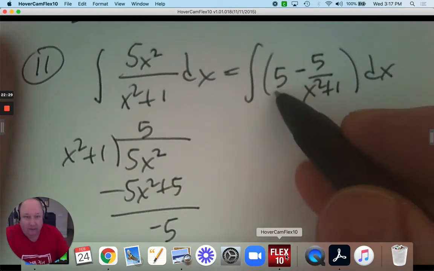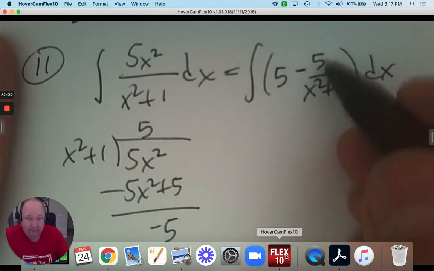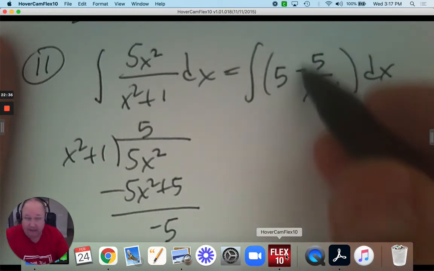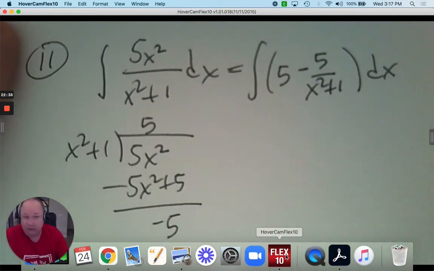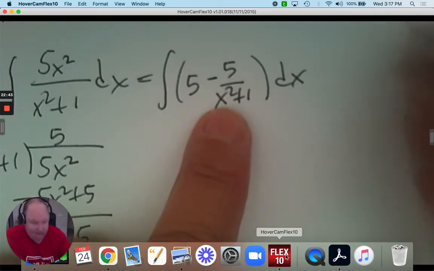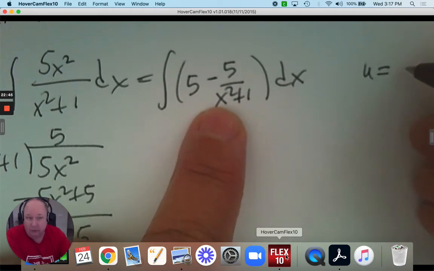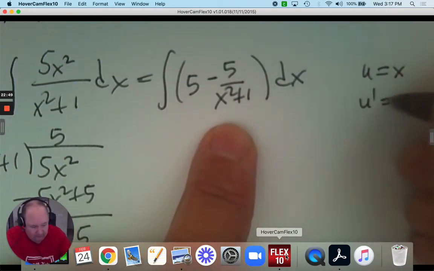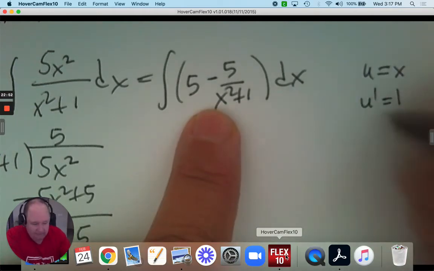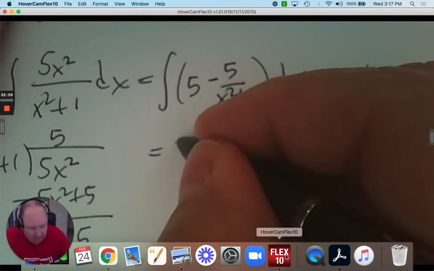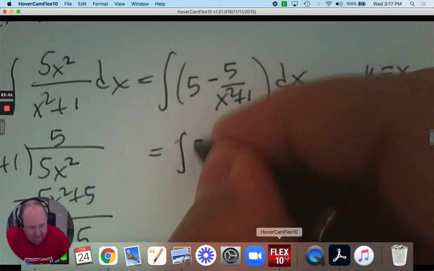Now, the integration of 5 is easy. How about 5 over x squared plus 1? Well, the derivative of this does not match the numerator, so it's not that. So it's not a logarithm. So is it arctangent? If it was arctangent, u would be the square root of x squared, which is x. The derivative of u is 1. And then a would be the square root of 1, which is also 1. So this is arctangent.